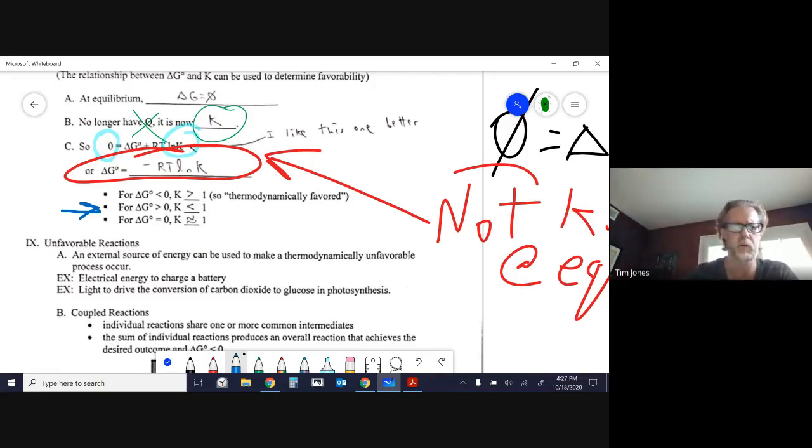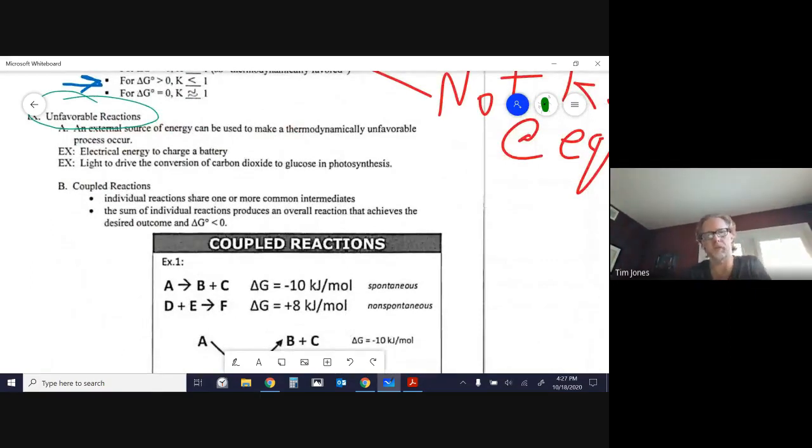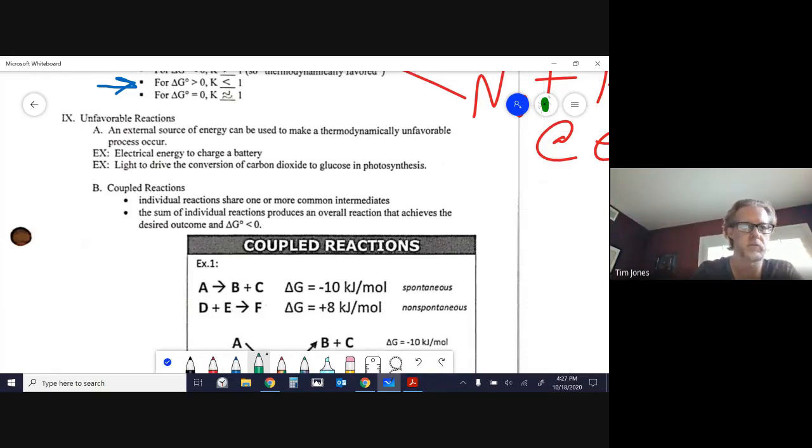So now that brings up, what do you do if you have a reaction that you want to occur, but it's unfavorable? In other words, the reaction does not want to happen as we have it written. There's a couple things you can do. One thing you can do is put in an external source of energy and force it to happen. We are going to look at this first one when we get to electrochemistry, which will be a long ways from now, near the end of our new material.